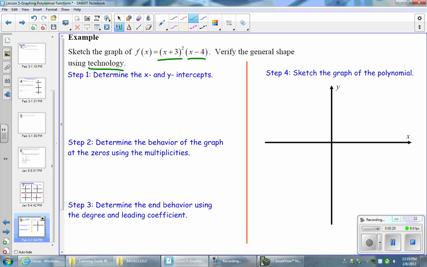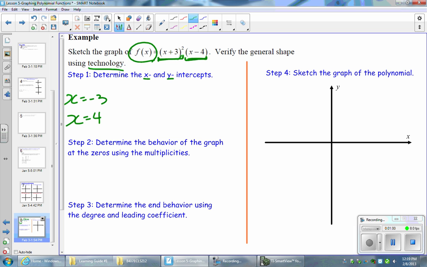Okay, so the first step in sketching any type of polynomial is to find the x and y intercepts. Starting with the x-intercepts, they are the zeros of the function. Once again, this function's already in factored form, so it's really easy to identify the zeros. They come from your two factors. So my two zeros, or my two x-intercepts, are going to be at x is equal to -3 and x is equal to +4. And those came from my two factors up here.